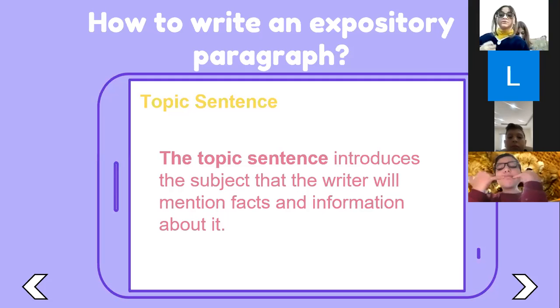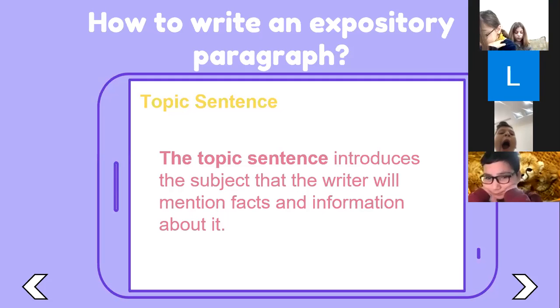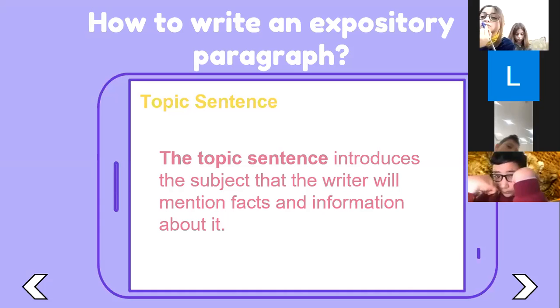But first, let's see what to write in the topic sentence. In the topic sentence, you have to introduce the subject. For example, you want to give information about dogs. So in the topic sentence you have to mention that you're going to talk about dogs. So the topic sentence introduces the subject that the writer will mention facts and information about.